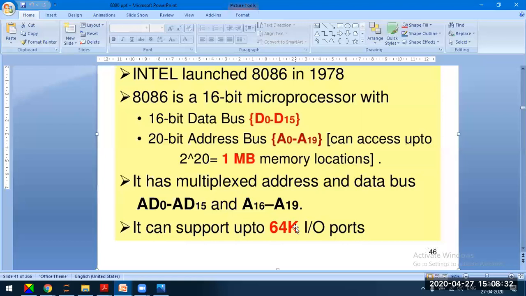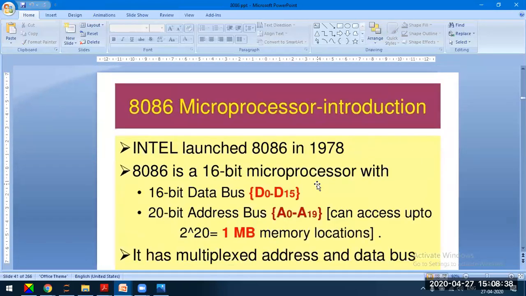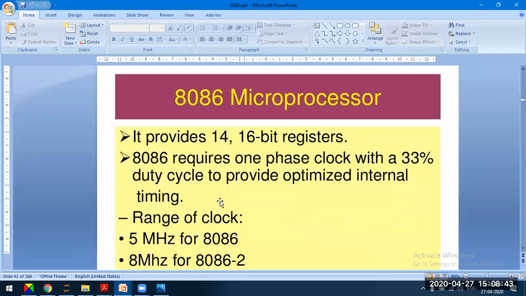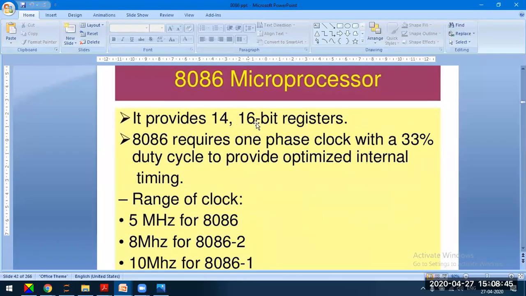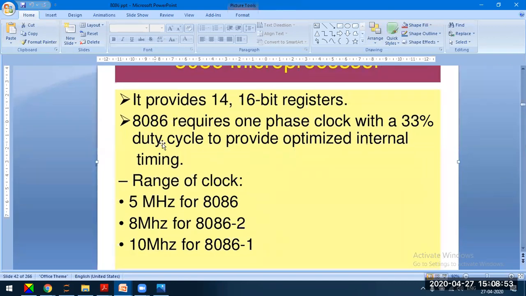Okay, so it can support up to 64K IO ports, that is 64,000 IO ports. Okay, it provides 14 16-bit registers. Internal registers are totally 14. Each one of them is 16 bits in size. It requires a single-phase clock with 33% duty cycle to provide optimized internal timing.